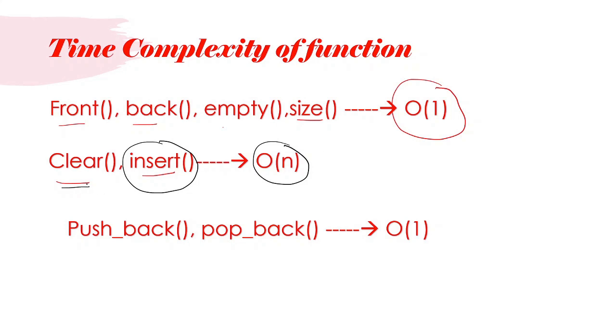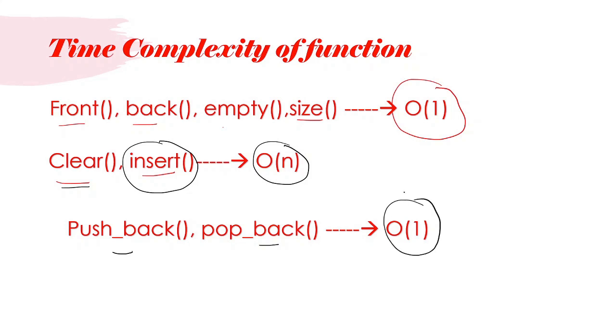Again, clear is also big O of n because I have an array of size n and I need to delete all the elements. There are n elements, so I need to delete n elements. Push back and pop back are simply inserting or deleting an element at the end. We are not traversing anywhere, we are not using any kind of loop. So the time complexity will be big O of 1.